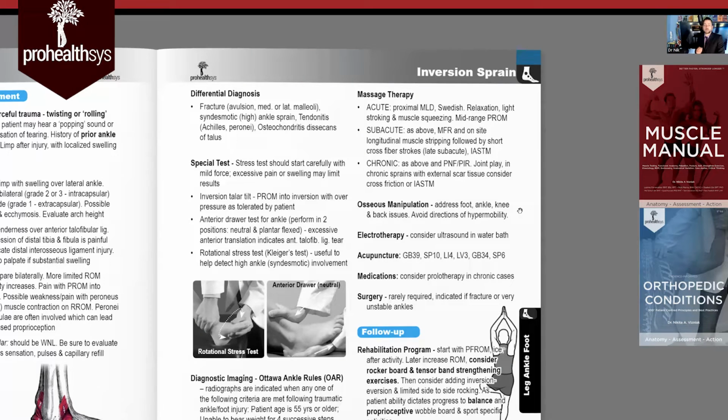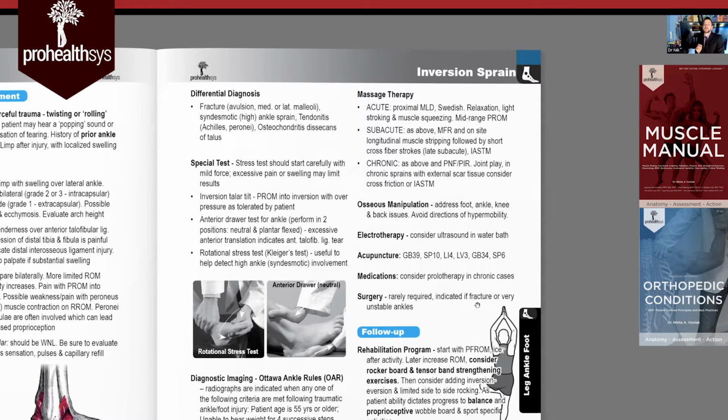with your mobilizations. Electrotherapeutics can help, especially ultrasound may offer some benefits, acupuncture. Medications, short-term NSAID use, maybe. You could consider prolotherapy if you have gone through and they have ligament laxity in a chronic case where all of your other conservative care pathways haven't worked for them. That might be a good idea.